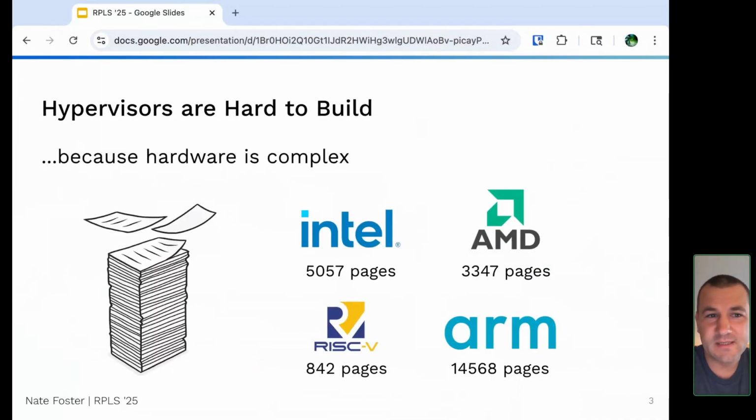So like any complex piece of software, hypervisors are hard to build. And it's not that hypervisors are this kind of deeply mysterious thing. They're basically a kind of interpreter. But the main difficulty is that they have to deal with the full scale and complexity of modern hardware. And if you look at the lengths of the specifications for ISAs, they often run to hundreds or even thousands or tens of thousands of pages. So they're pretty complicated.